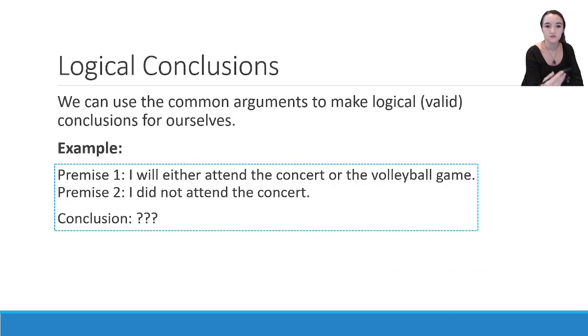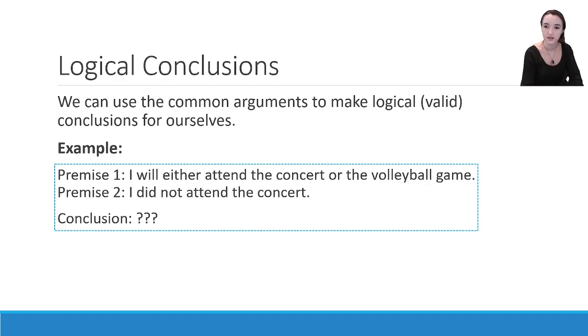All right, so now let's talk about drawing our own conclusions. We now understand these argument forms, so I want us to be able to write our own conclusions given a set of premises. So we can use those common arguments to make valid conclusions for ourselves. So here I have premise 1: I will either attend the concert or the volleyball game. Premise 2: I did not attend the concert. What would my conclusion be?